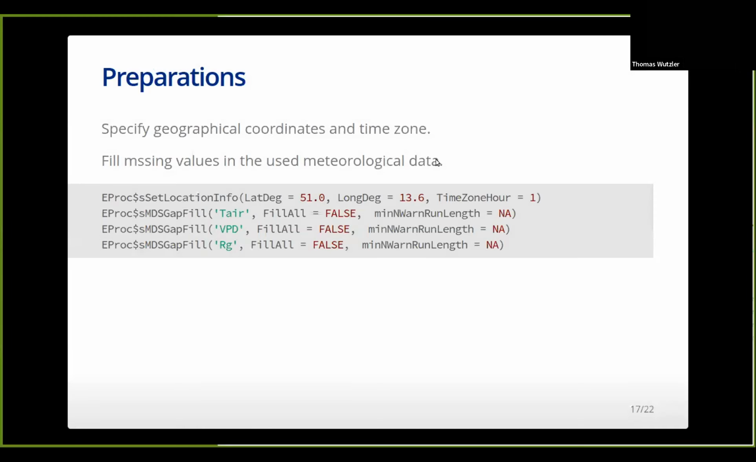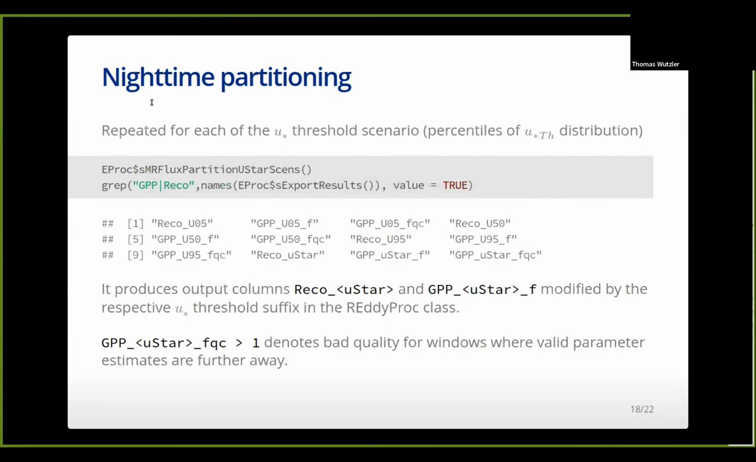So how do you do this in REddyProc? First, because it computes sunrise and sunset, you have to tell REddyProc where the site is located. And then we usually also fill the covariates that we use, like the air temperature, VPD, and the incoming solar radiation, because these are needed in this daytime flux partitioning. And then you just tell REddyProc to do the daytime flux partitioning across all the different u-star scenarios.